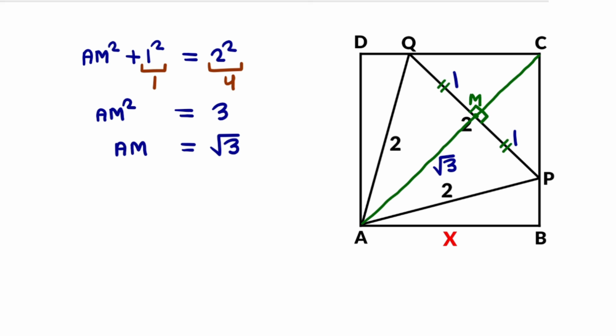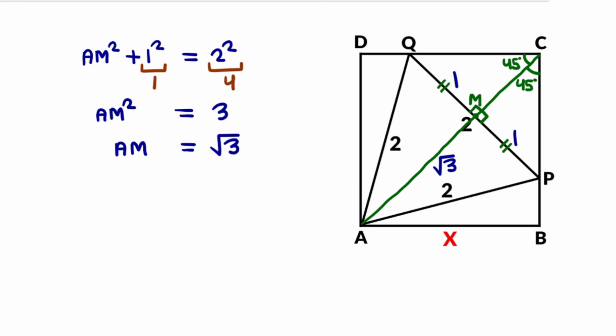Now let's look at the small triangle, PCM. We already know it has a right angle at point M. Here's another useful fact. The diagonal of a square always bisects the 90-degree angle at each corner. So the angle at C is split into two 45-degree angles.